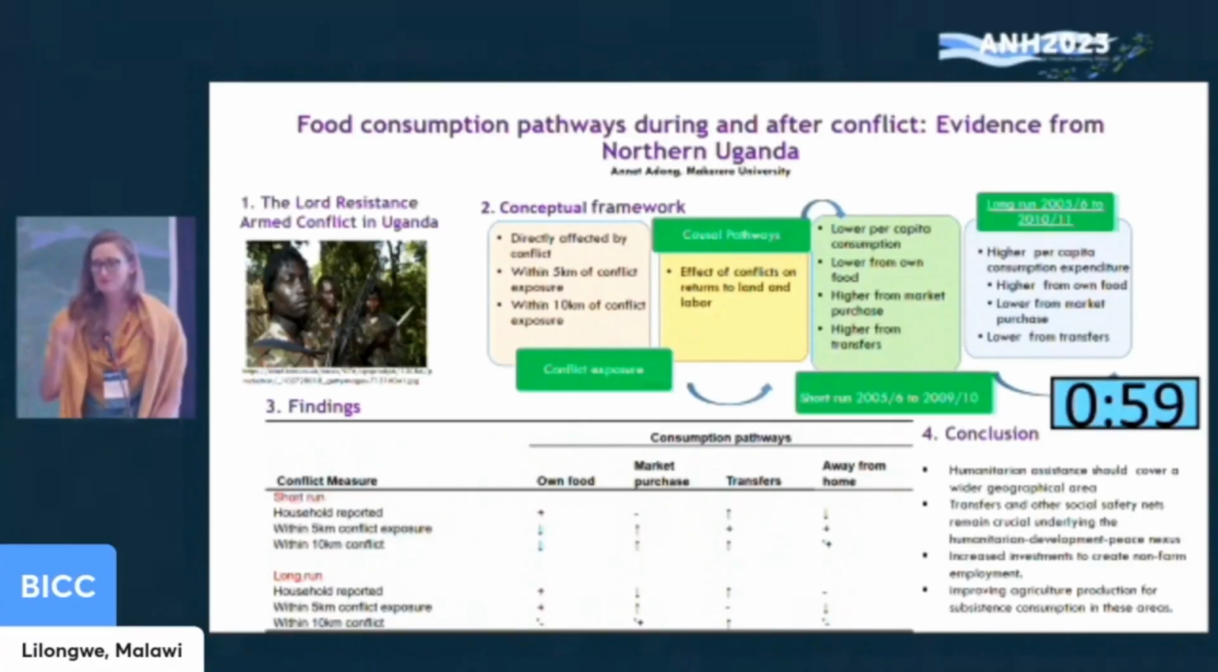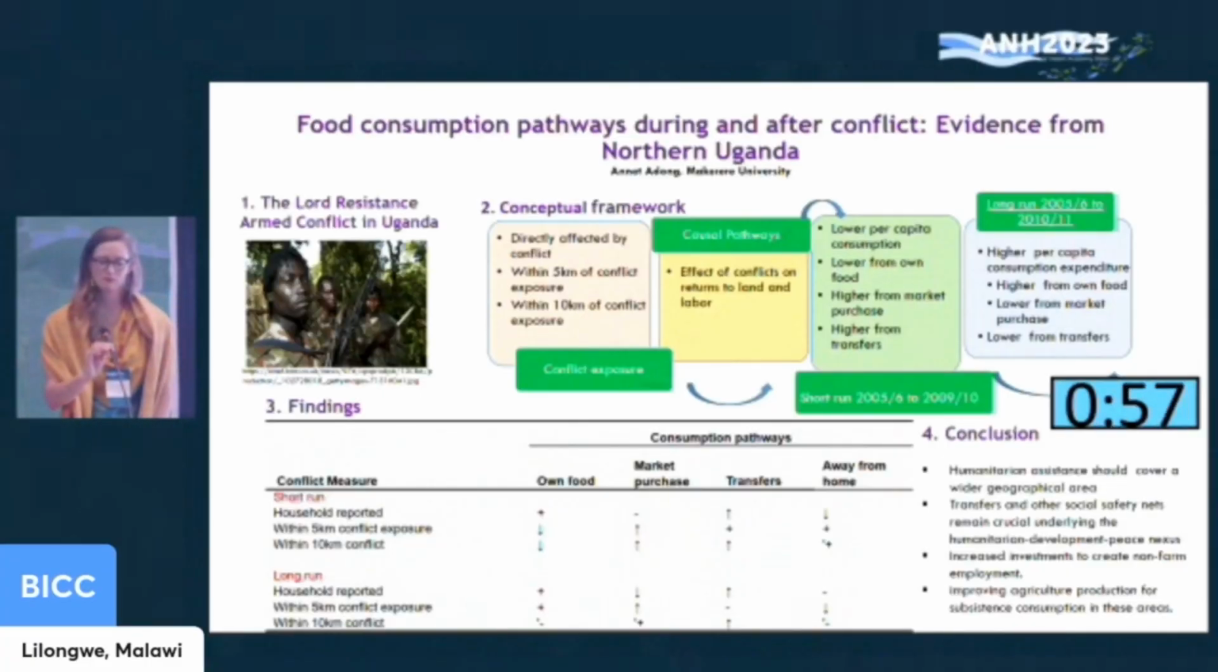We are going to go by theme, and the first theme we have today is on nutrition in crises and protracted humanitarian contexts, and I welcome Annette Adong to the foyer. Okay, thank you so much.